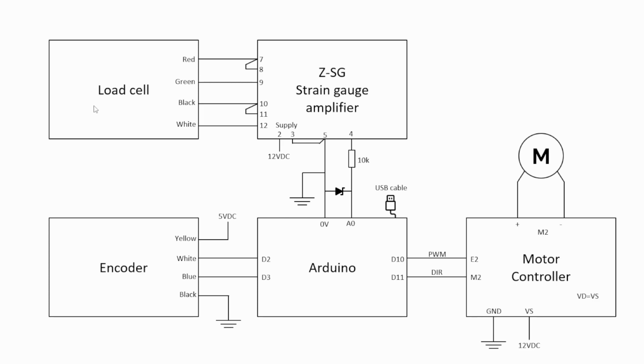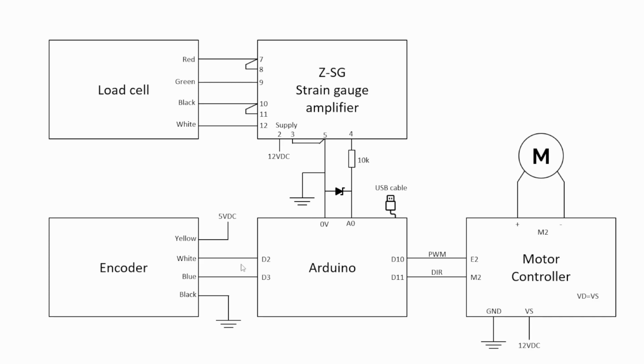In the top left corner, we have the load cell with the 4 wires that go to the strain gauge amplifier. This is supplied with 12 volts. It sends out an analog signal of 0 to 10 volts. And to prevent that from damaging the Arduino, I've put in a Zener diode here that will clip the voltage and prevent it from going higher than 5 volts. So that's what happens here.